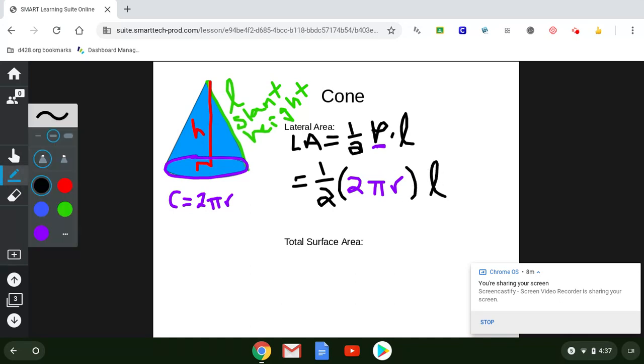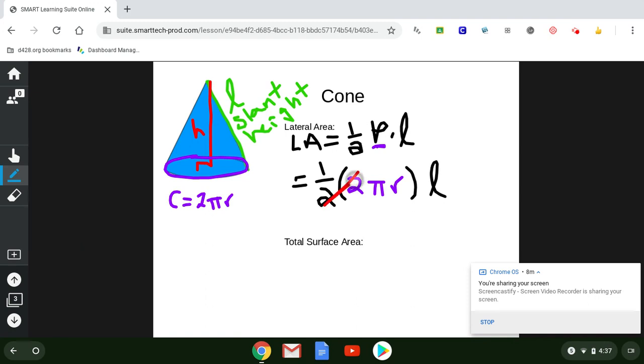Now, to simplify this, the 1/2 and the 2 actually divide each other out, so I'm left with pi r times the slant height. So that's the formula we're going to use from now on. Again, I showed it to you because I wanted you to understand why it's not 2 pi rl, because we're using that same lateral area formula for a pyramid with a cone. But because of the 1/2 here and the 2, they divide out, and that's why it's just pi rl.